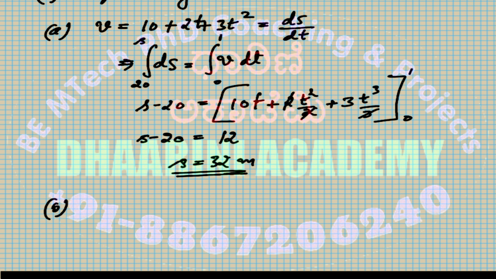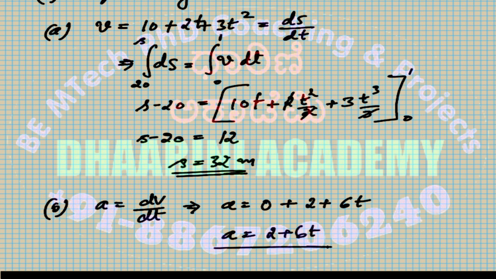Similarly, I need the part B answer. Part B answer is the equation of acceleration. We know that acceleration is dv by dt. Velocity is given, I just have to differentiate. So acceleration is equal to: velocity is given 10, differentiation is 0, plus 2t is simply 2, plus 3t square is 6t. So the acceleration equation is 2 plus 6t at any given point of time.